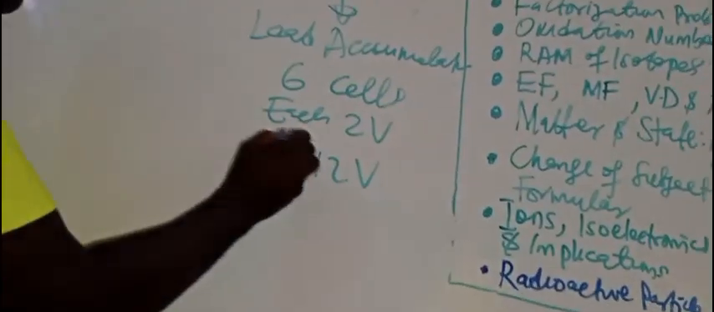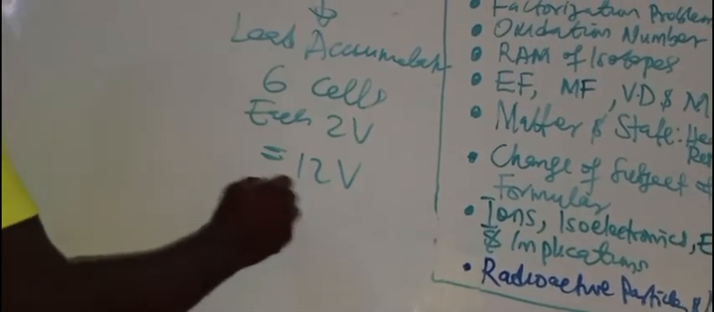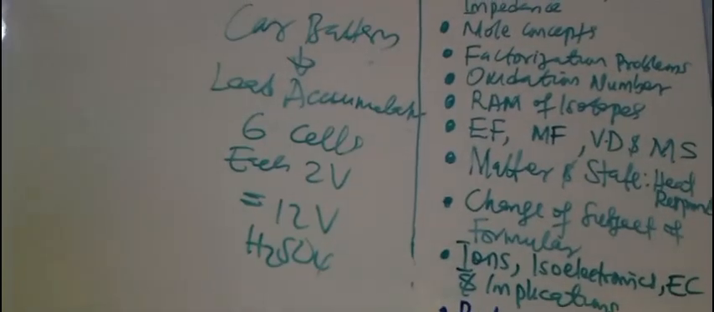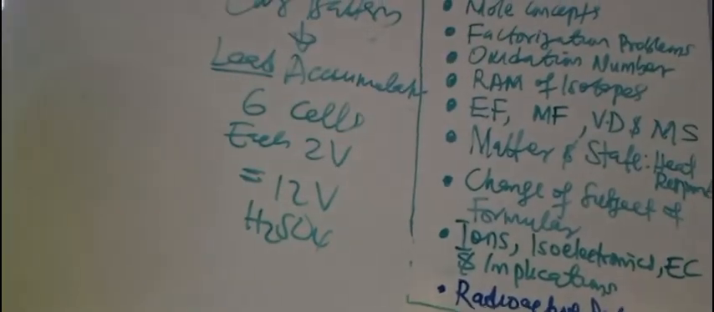Take note of this. The technical name for a car battery is lead accumulator. Okay, the electrolyte is H2SO4, sulfuric acid. That is the liquid electrical conductor that is inside it. Okay, and then the electrodes are made of lead material. So that's what they call it, lead accumulator.